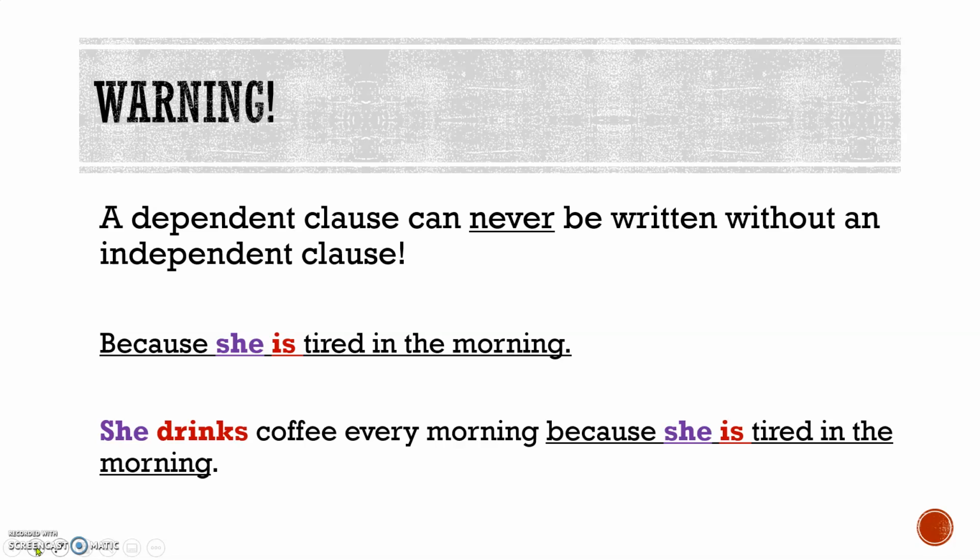She drinks coffee every morning. Because she is tired in the morning. So the cause is she is tired in the morning, and the result is she drinks coffee. So now you have a complete idea. So again, on its own, this first dependent clause cannot stand alone. It doesn't make sense, and it needs to be attached to an independent clause.